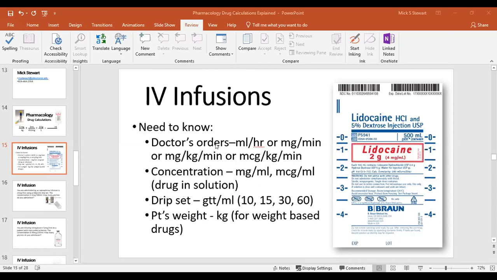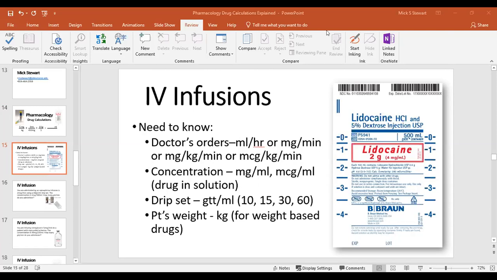Finally, we need to know if it is a weight-based drug like our milligrams per kilo per minute or micrograms per kilo per minute. We're going to need to know what our patient's weight is in kilograms. Now, you ask someone in the United States what their weight is, they're not going to tell you, oh, I weigh 100 kilos. They're going to tell you, I weigh 220 pounds. So you're going to have to do that conversion.